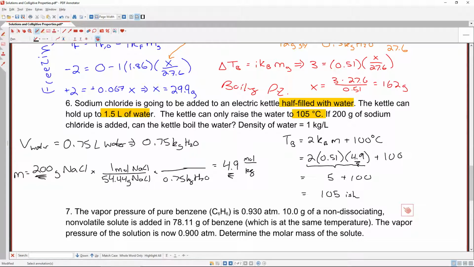And this water would boil at 105 degrees, right? So yes, it can boil. It can boil, but barely. Barely boil.